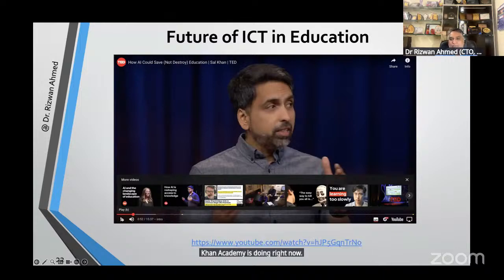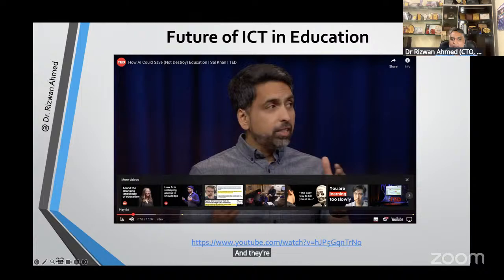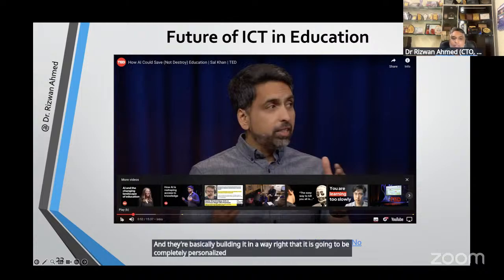They already have a product which is in beta, which is going to be launched for everyone's use. And they're basically building it in a way that it is going to be completely personalized in a way how you're learning some concepts.